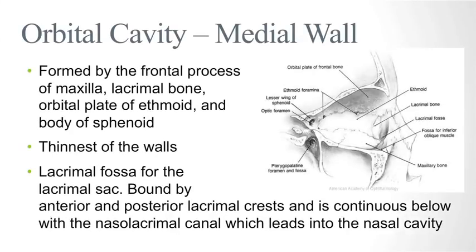Medial wall: formed by the frontal process of maxilla, lacrimal bone, orbital plate of the ethmoid, and body of the sphenoid. Thinnest of the walls. Lacrimal fossa for the lacrimal sac, bound by anterior and posterior lacrimal crests, and is continuous below with the nasolacrimal canal, which leads into the nasal cavity.